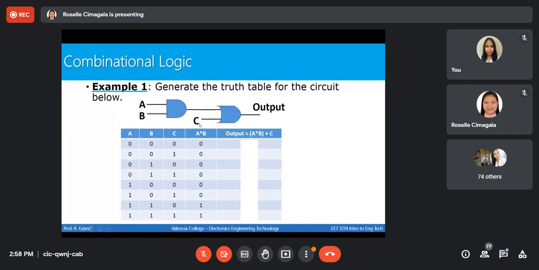So for our last column, we're going to be taking input C and this column right here and performing the OR operation to find our output. So we have 0 or 0 is 0, 1 or 0 is 1, 0 or 0 is 0, 1 or 0 is 1, 0 or 0 is 0, 1 or 0 is 1, 0 or 1 is 1, and 1 or 1 is 1.